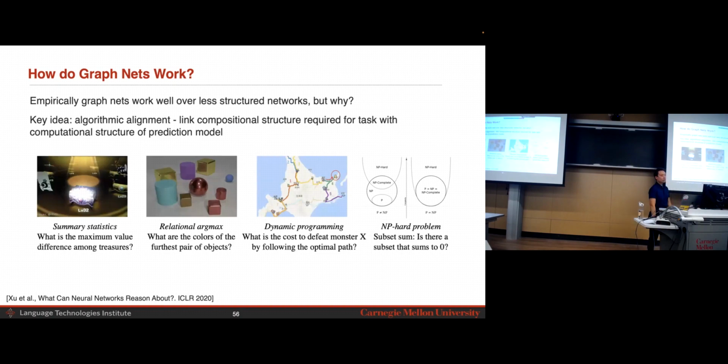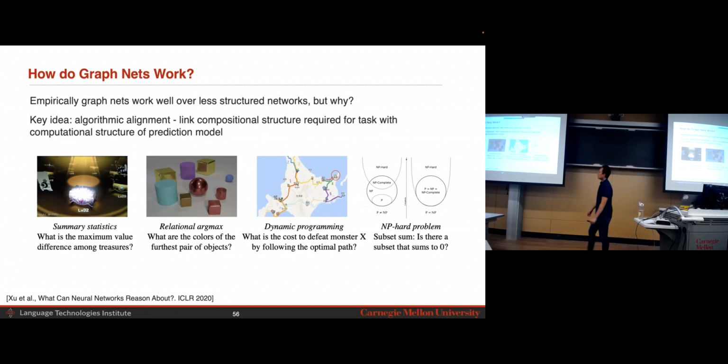One class of problem is called summary statistics. If I have a bunch of elements, I pick out a summary across all these elements. That can be seen as single step reasoning. For example, what is the maximum value difference across all these treasures that I have? Another class of problems is called relational argmax. For example, what are the colors of the furthest pair of objects? That requires you to define a graph over all objects and do a single step inference, right? Look at the furthest pair and look at the colors.